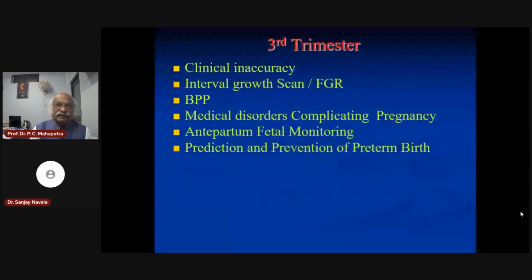Third trimester, again the clinical inaccuracy is there. The variation is from 3 to 4 weeks, even with interpersonal and intrapersonal variation, the same thing. There is a variation in the clinical estimation of the size of the uterus. And therefore, we require the interval growth scan. The sonography is part and parcel.